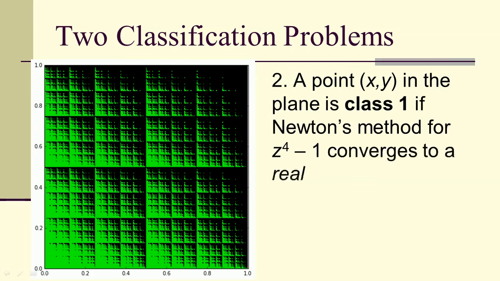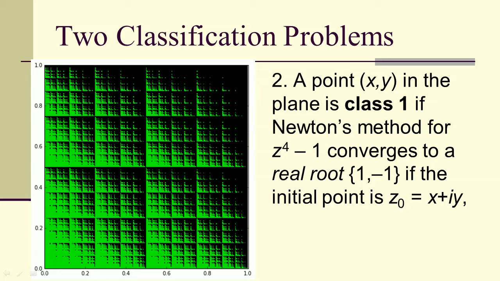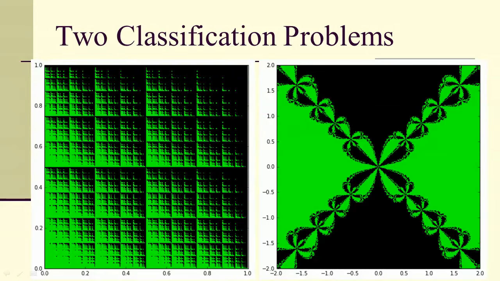Now let's suppose that we take another example, one where we have some iteration. A point is class 1 if Newton's method for z to the fourth minus 1 converges to a real root, 1 or negative 1, from the initial point z naught equals x plus iy. It's in class 0 if z naught equals x plus iy leads to something other than a real root under Newton's method. And it looks something like this. Again, quite complicated.